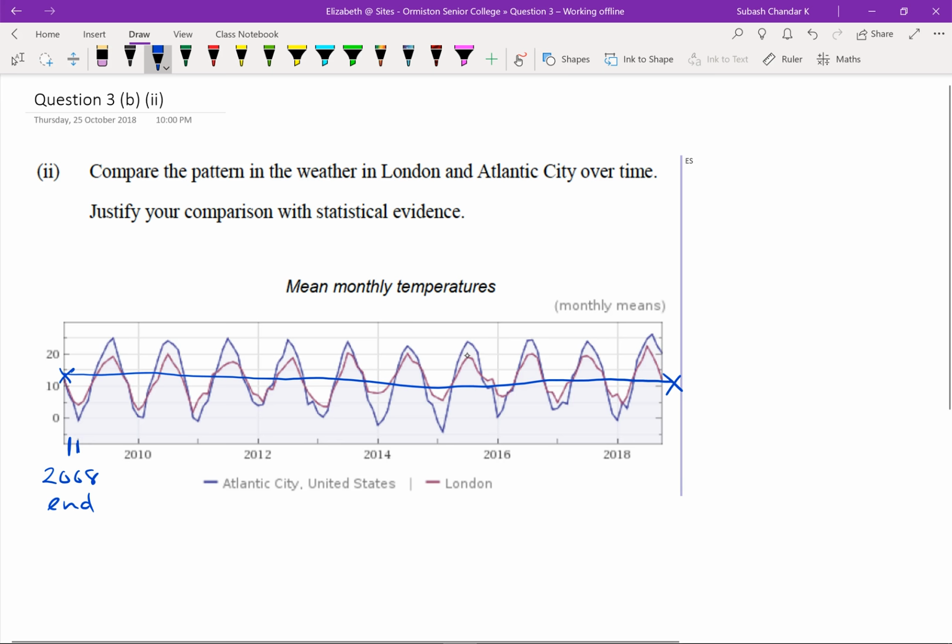By the end of my data, which in this case is 2018, later in 2018, the average or the trend is still about 12 or 13 degrees. All right. So first of all, I just want to say overall, there's a stable pattern. That's my Achieved. For my Merit, I need to give the years and those trend values to go with them. All right. So that's what I want to do.